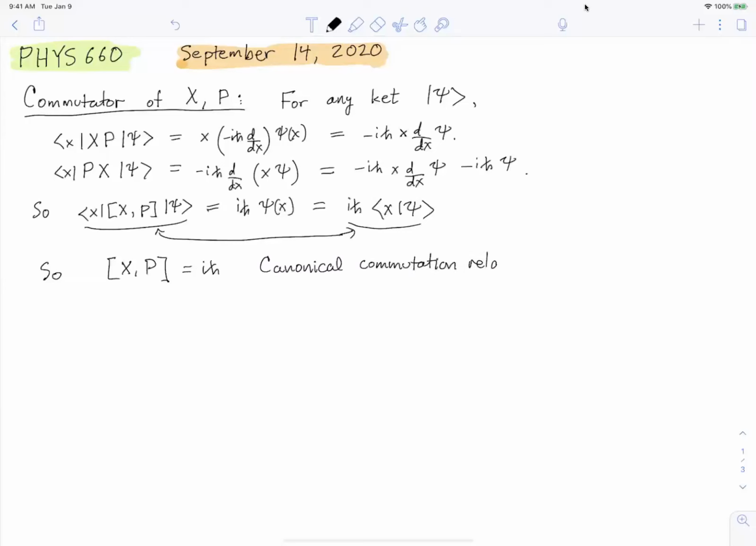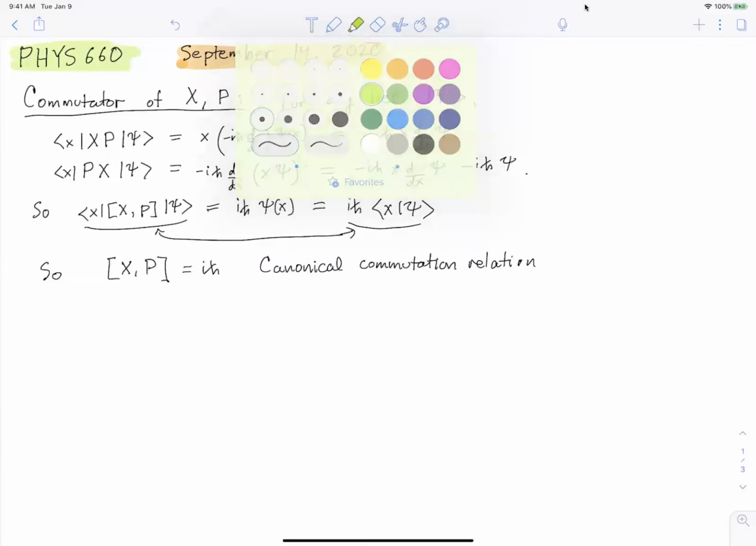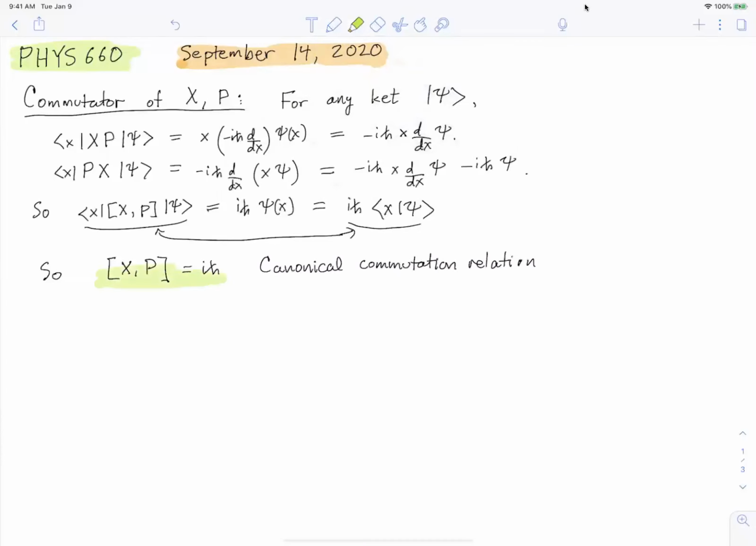And depending on what book or source you're reading, this important thing can sometimes be introduced in a different way. In some books, this is taken as the starting point, and then you can work backwards to where we arrived with the representations. So there are different ways to approach it. I've just chosen here to introduce the representations of x and p first and derive the canonical commutation relation from them. But you should be aware that that was a choice. There are other ways of doing it.